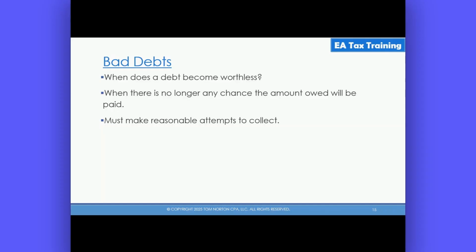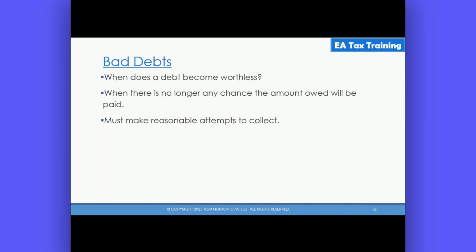You're not getting anything. Well, obviously, you're not getting anything. That debt is worthless. You can take the deduction at that time. But it doesn't have to be that clear cut, that straightforward. Like the example we used earlier where the client didn't pay. Now we can't locate the client. We've been trying to find them, been trying to get the money, haven't been able to. That would count as well. You just have to show that you're not going to get paid and that you've made reasonable attempts in order to collect.